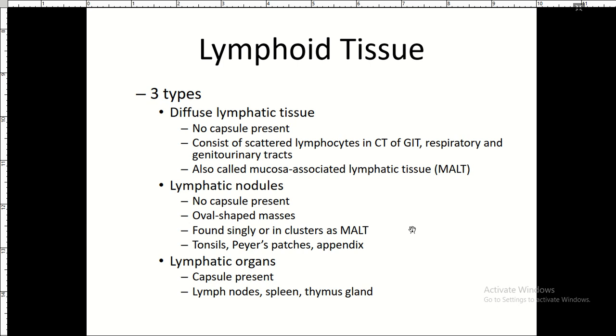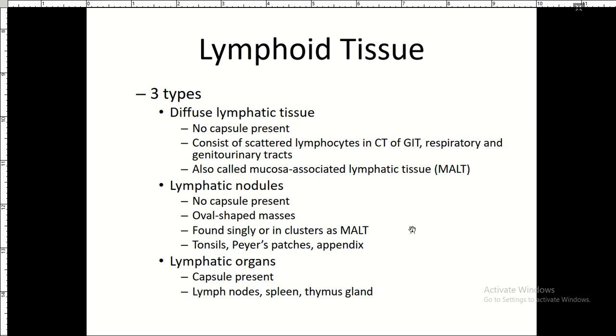Gastro-associated lymphatic tissue, and we have bronchial-associated lymphatic tissue in the respiratory system, and so forth. You understand now? We go to lymphatic nodules. Lymphatic nodules are oval-shaped masses. They can be found in clusters, as in the mouth, or they can be found singly, just as a single lymphatic nodule.